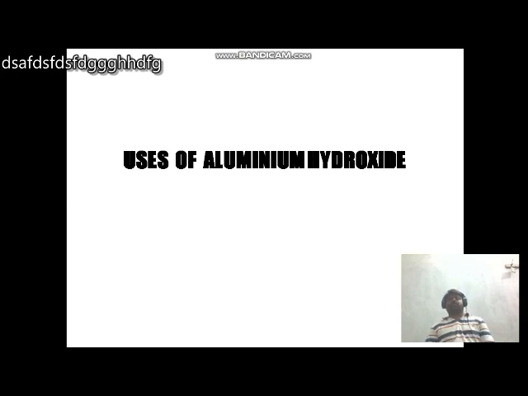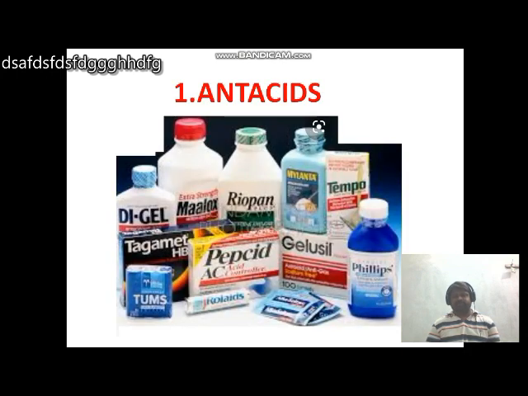Uses of aluminum hydroxide. This is one base. The chemical formula is Al(OH)3. Antacids. You see here Gelusil, Digene, Tums. All these are known as antacids. That means if the acidity in our body increases, for decreasing the acidity we use antacids. The chemical form of an antacid is magnesium hydroxide, Mg(OH)2.